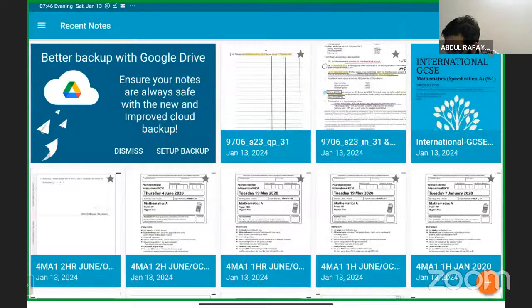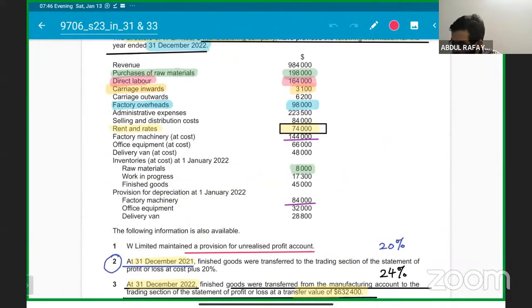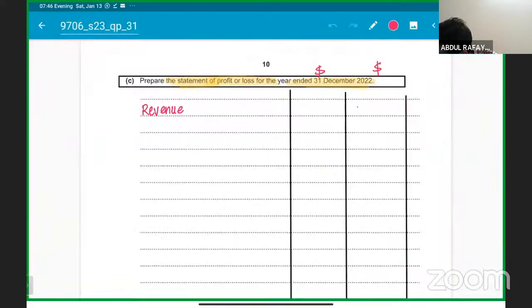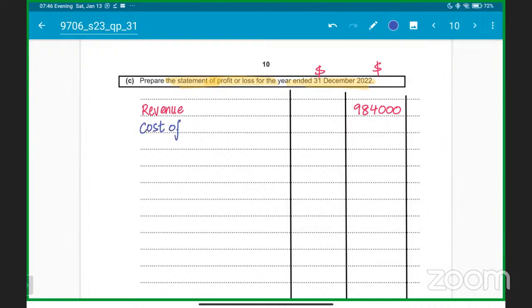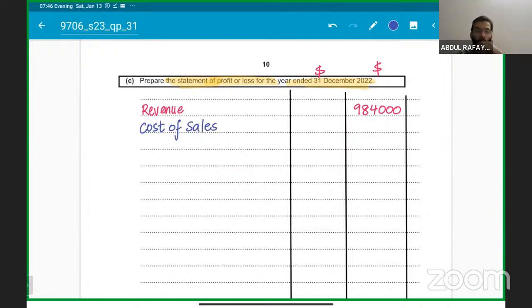Revenue, what we have is 984,000. Guys with me, $984,000 is the revenue. And then you do the cost of sales in that. Okay, guys with me, following? Less cost of sales. There is no return inwards, okay? No goods have been returned. So revenue minus the cost of sales. So let's work out the cost of sales.